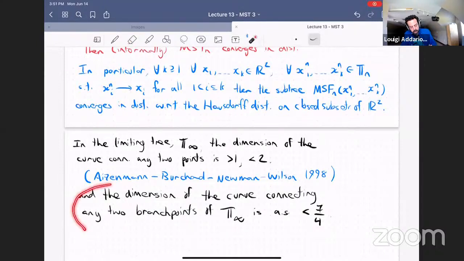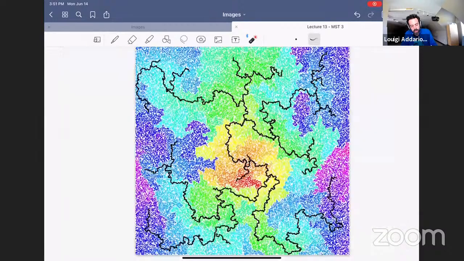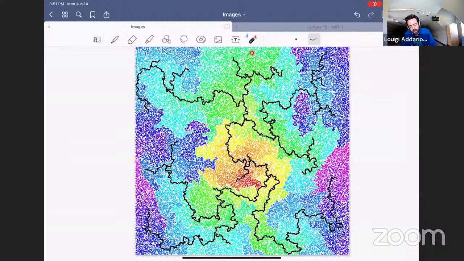So what this statement says is precisely that if you stay away from the most insignificant little rural roads of the tree, if you move inwards to after there's been some non-trivial branching, so that there's some macroscopic mass, then there's an upper dimension bound on these curves that's 7/4.